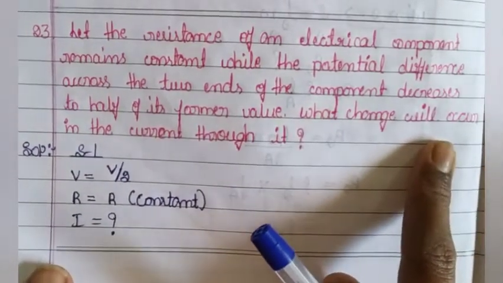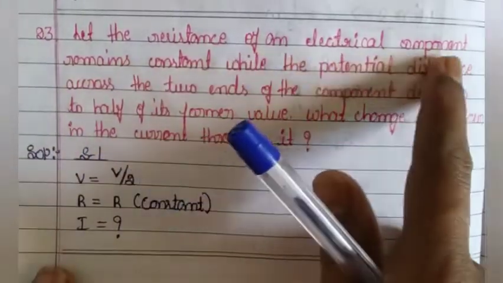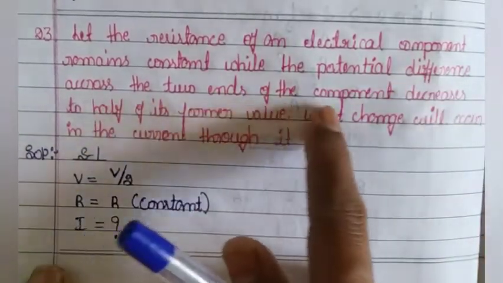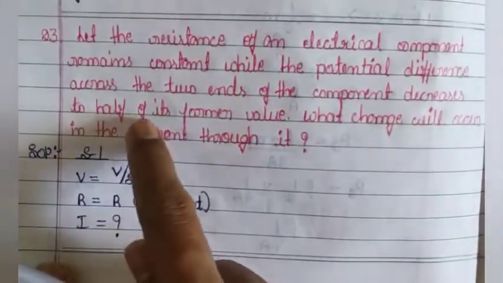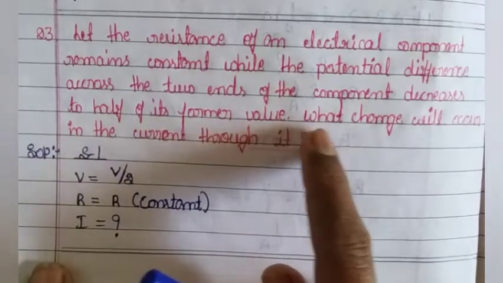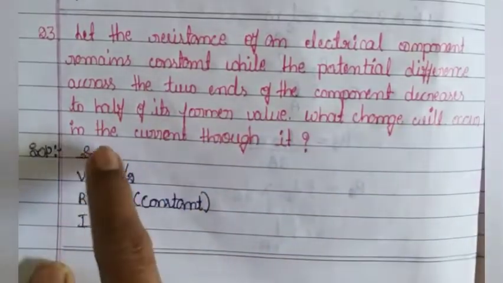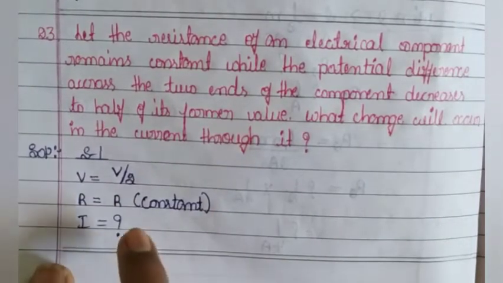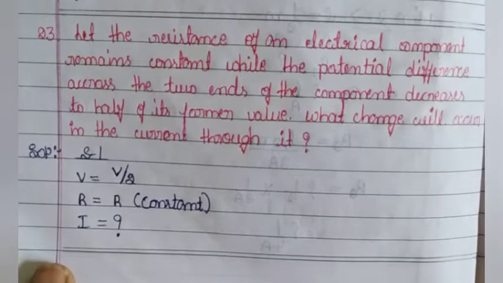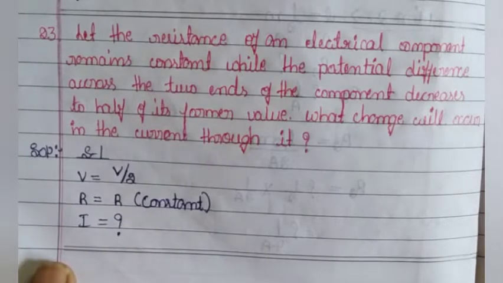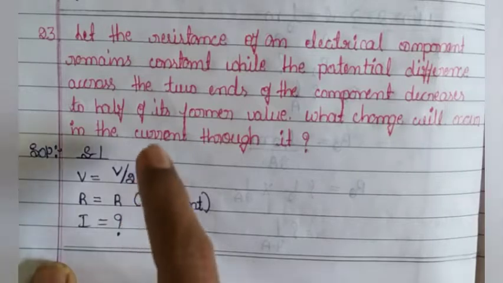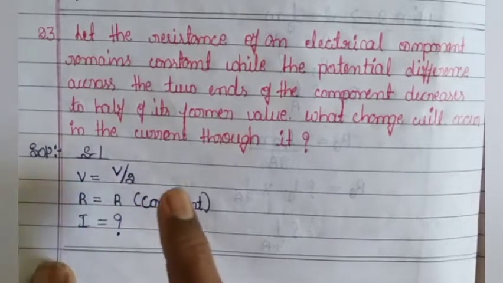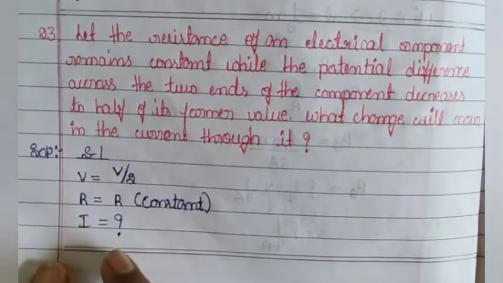Children, listen once again. Let the resistance of an electric component remain constant while the potential difference across the two ends of the component decreases to half of its former value. What change will occur in the current through it? Here we have to find the current. The voltage source decreases to half of its original voltage. Given: we take V by 2, R is constant, and we have to find I.